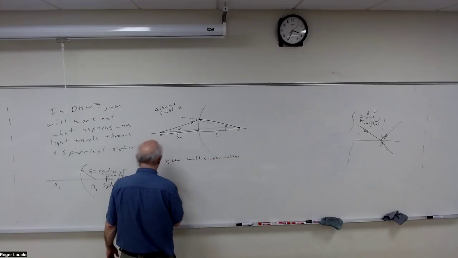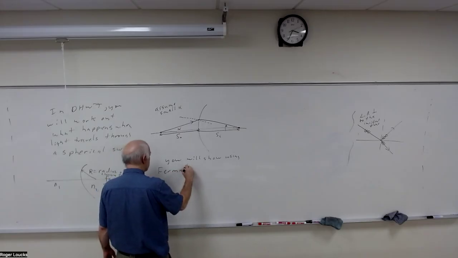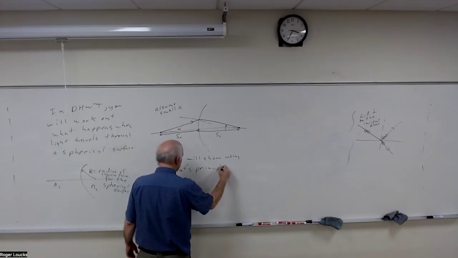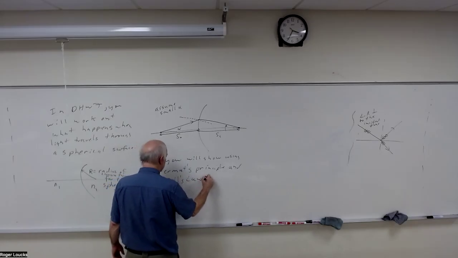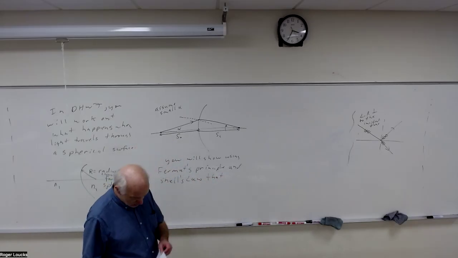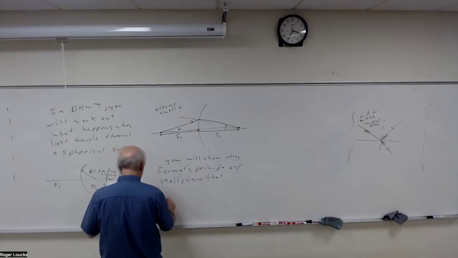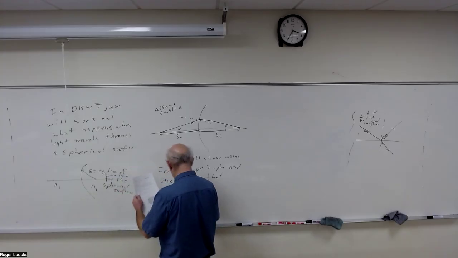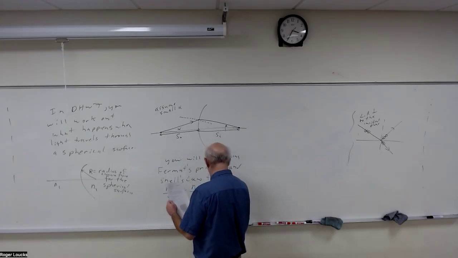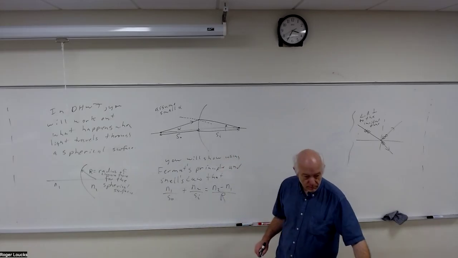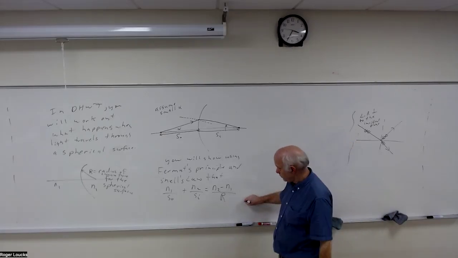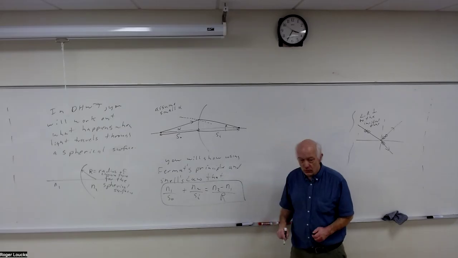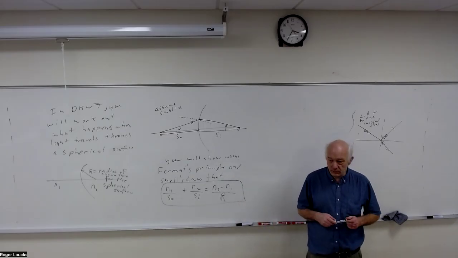Using Fermat's principle and Snell's law, you're going to show that you get this little equation down here: N1 over S0 plus N2 over SI equals N2 minus N1 over R. You're going to prove that. That would be a nice application of Fermat's principle.